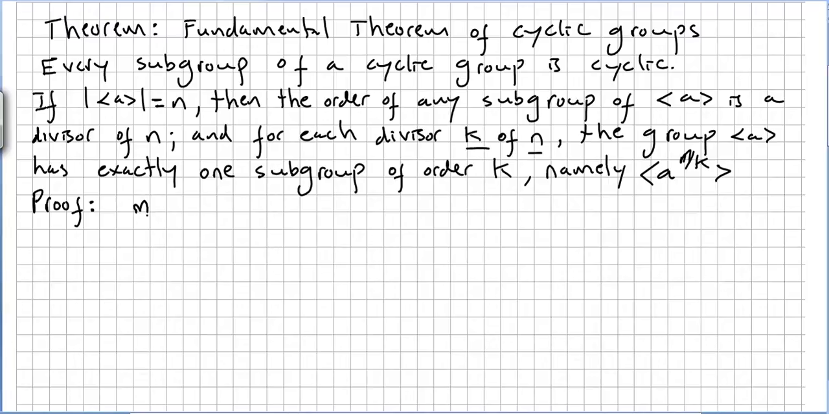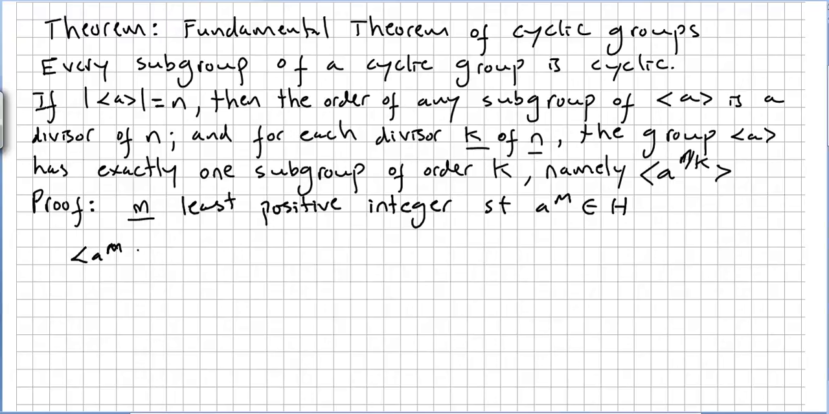Now we are going to pick m, and m is going to be the least positive integer such that a to the power of m is in H. Then a to the power of m will generate a subgroup of H. But we say that H equals ⟨a^m⟩, and we have to prove this now.